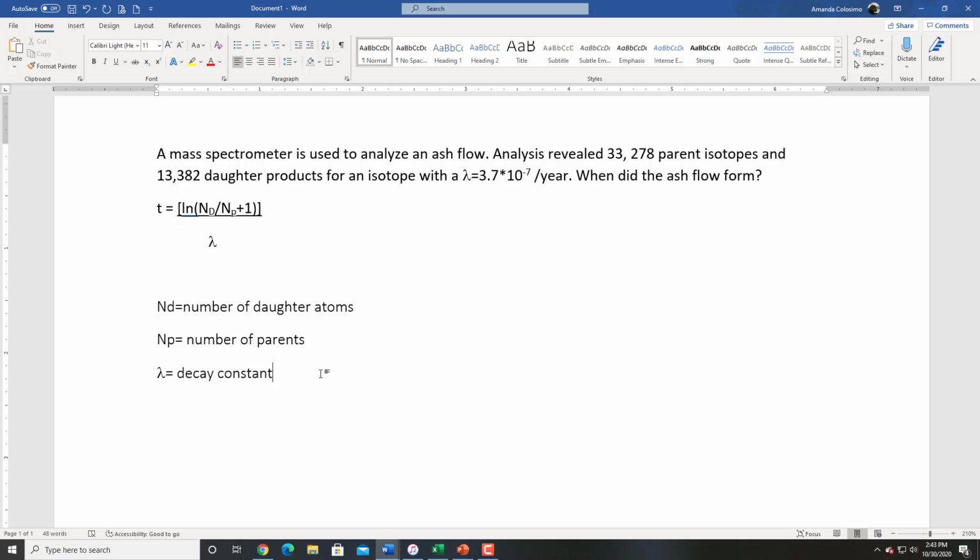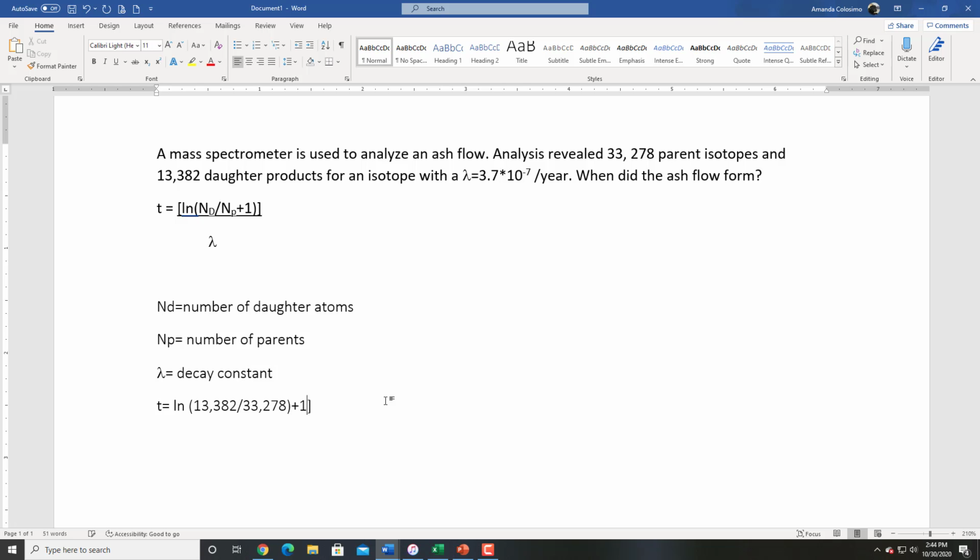So going back to our formula now, the age of the sample, there we go, is the natural log of, and now I'm going to take the numbers right from my question here. The number of daughters we see is 13,382. Whoops. And then I'm going to divide that number by my number of parents, which is from the first thing up here. We see 33,278 parents. I'm going to add 1 to that.